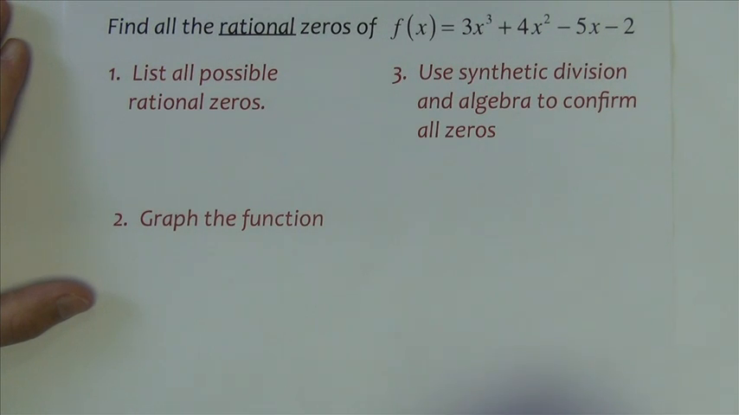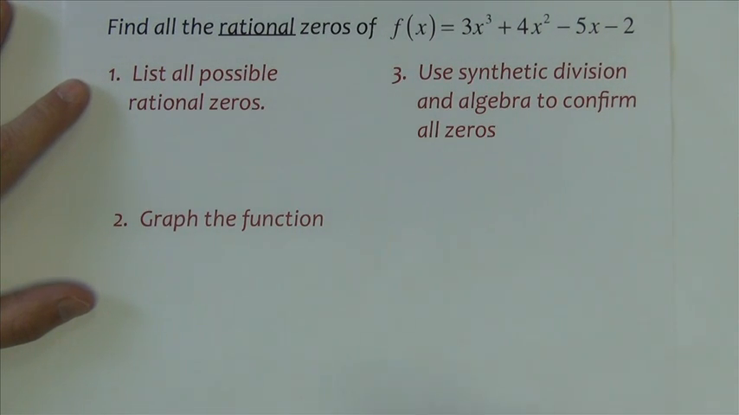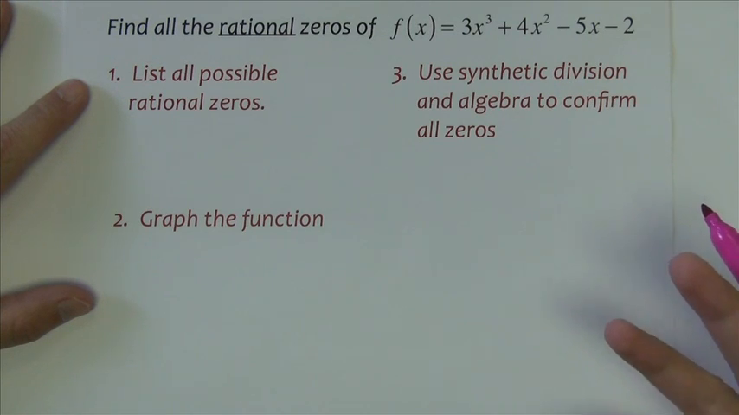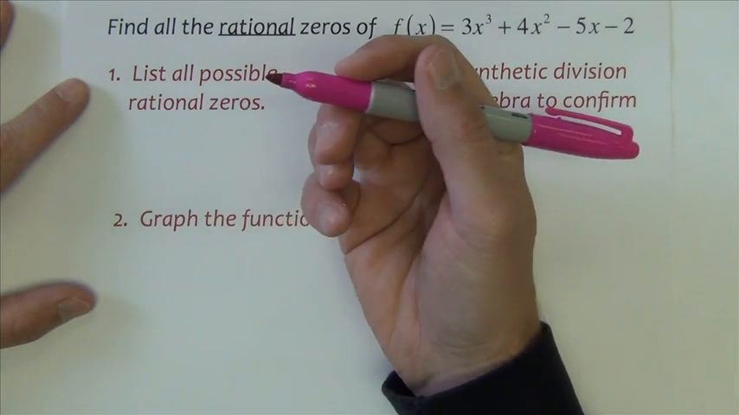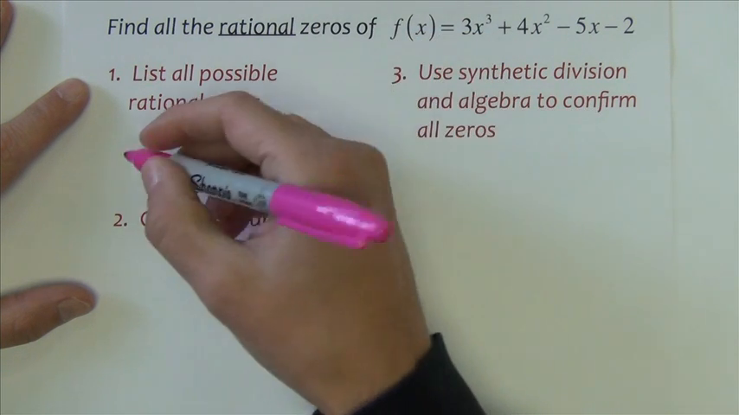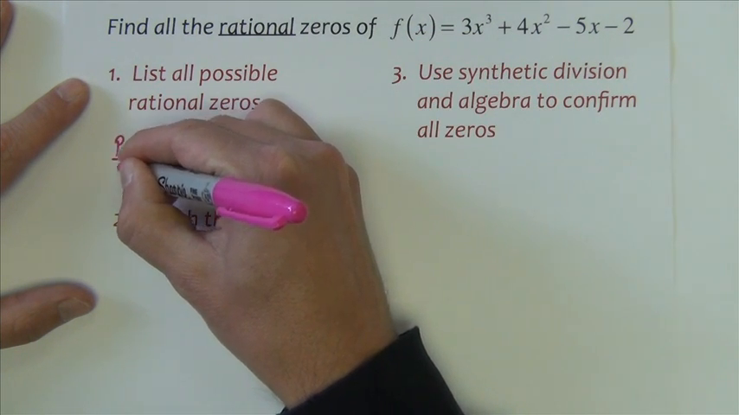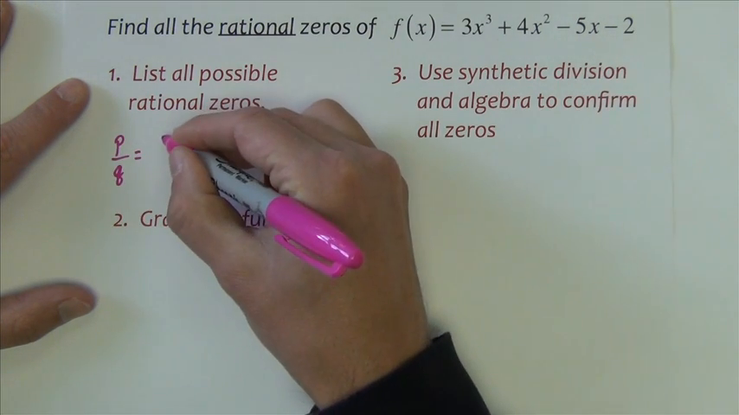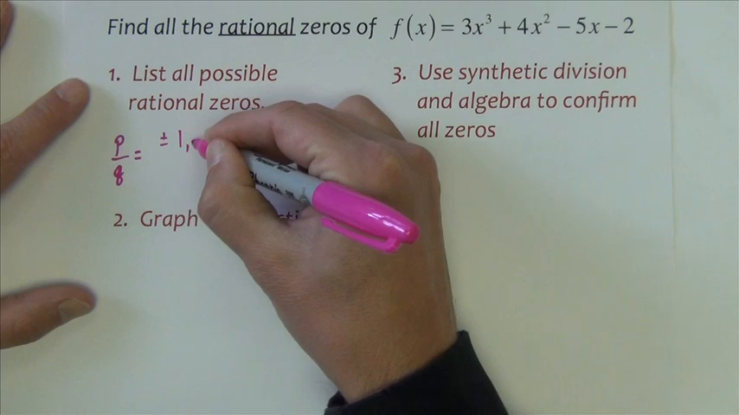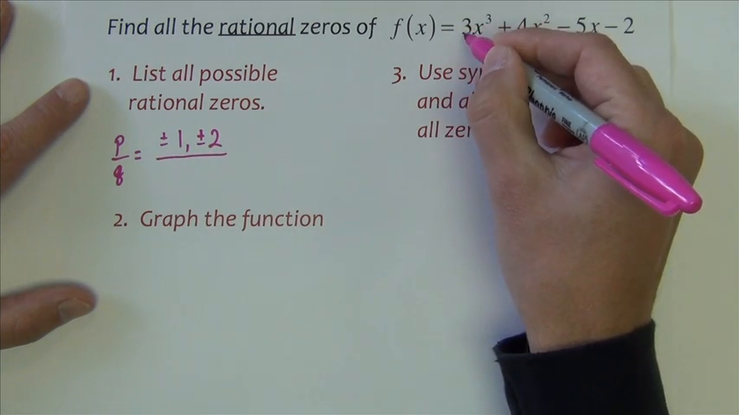Alright, let's walk through an entire problem step by step. We're asked to find all the rational zeros. Okay, so the first thing I'm going to do is figure out what are the possible rational zeros. The possible rational zeros, this is the p divided by q. I'm going to take the factors of 2 divided by factors of 3.